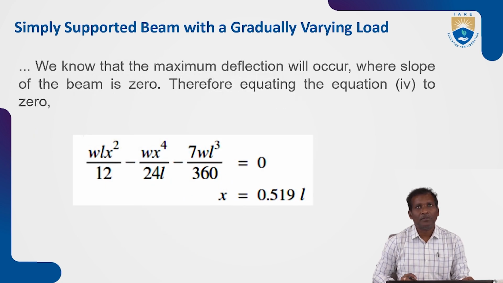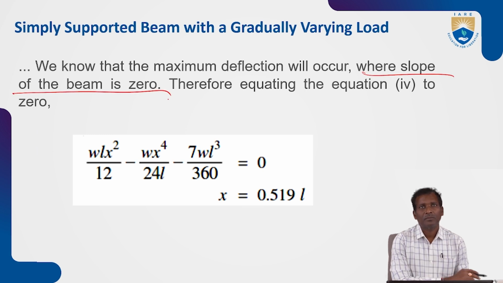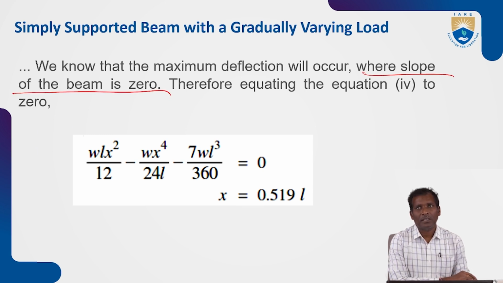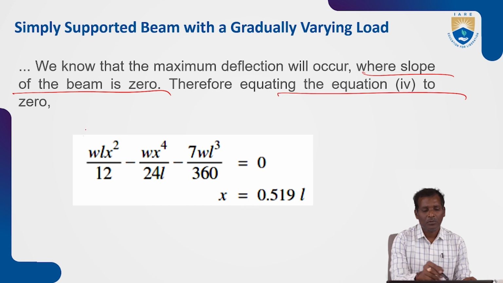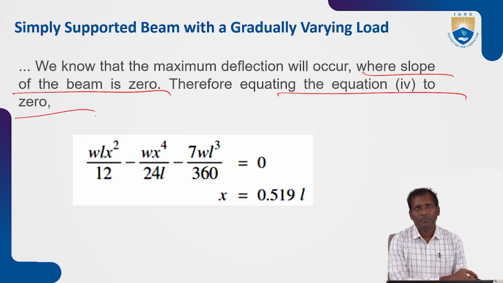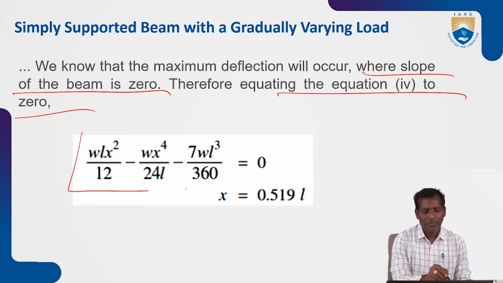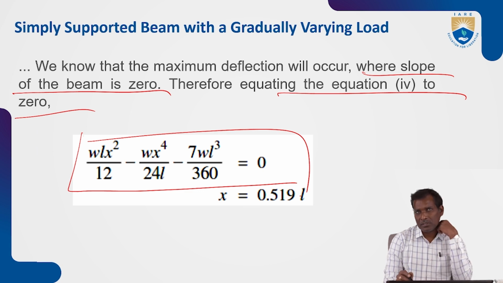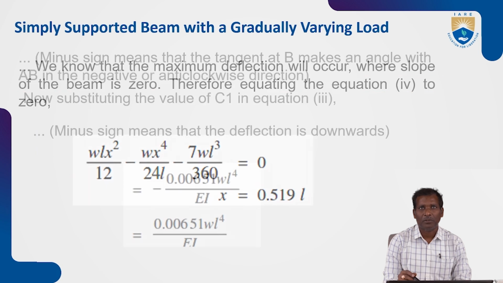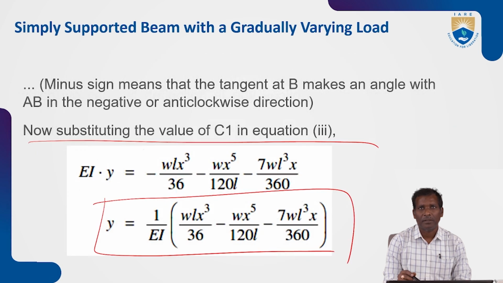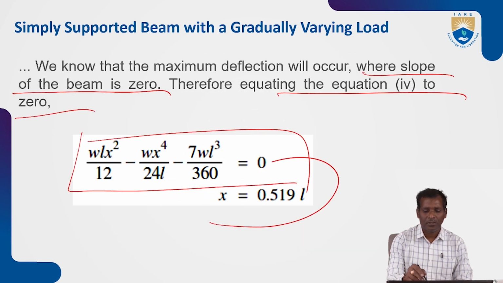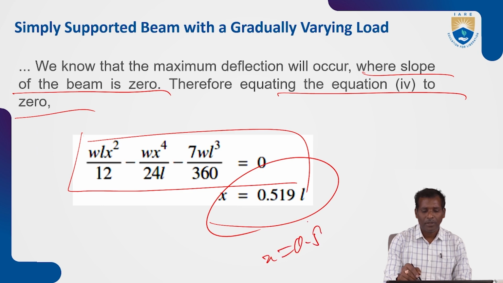We know that the maximum deflection will occur where the slope of the beam is 0. Therefore, equating equation 2 or equation 4 to 0. Where the slope of the beam is 0, there the maximum deflection will occur. So now equate to 0 this equation, WLx square by 12 minus Wx to the power of 4 by 24L, which we have already derived here. Equate to 0, x is equal to, you will get 0.519L.